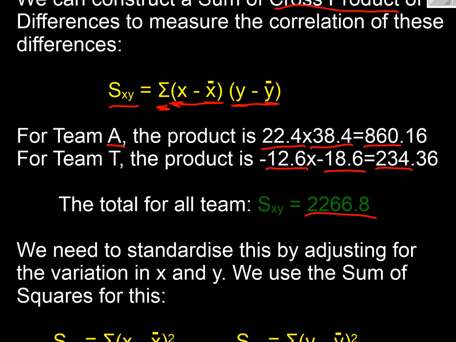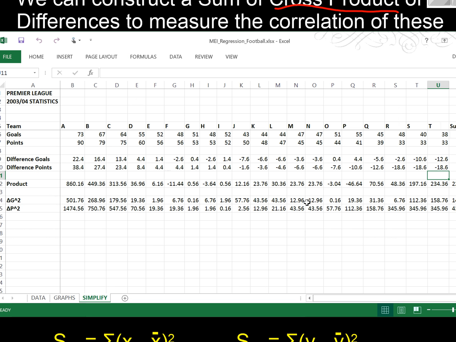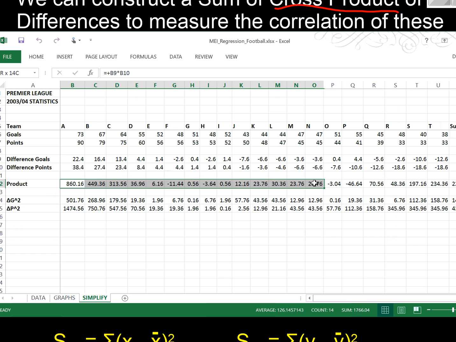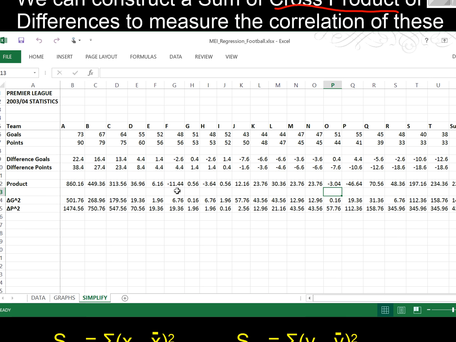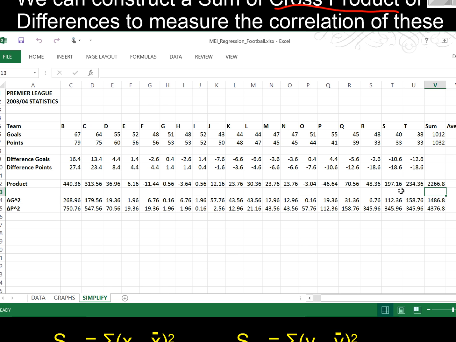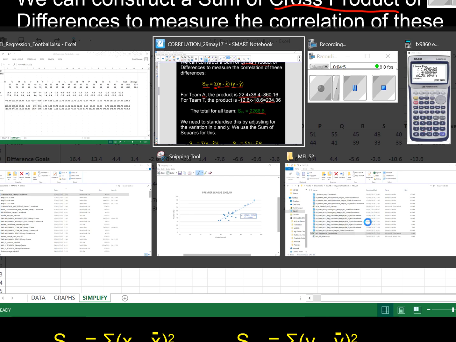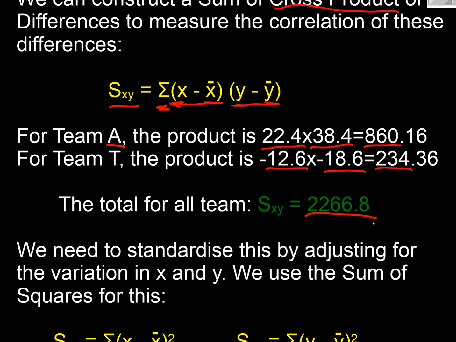And if we add up each of those values, we're going to get our figure here of 2266 goal points. So looking at our spreadsheet here, here's our row of the values, and as you can see, nearly all of these values are positive, aren't they? There are a couple of negative ones here in the middle, but pretty well they're all positive, which suggests there is some connection between goals scored and points earned. And if we add them all up, we get 2266. There's our 2266.